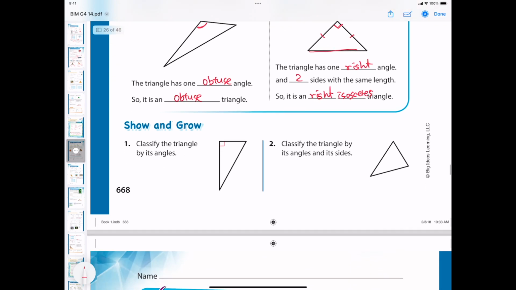Number 1. Classify the triangle by its angles. It's a right triangle. Now classify the triangle by its angles and its sides. They are all acute, and none of the sides are equal. That means this is scalene. So this is an acute scalene triangle.